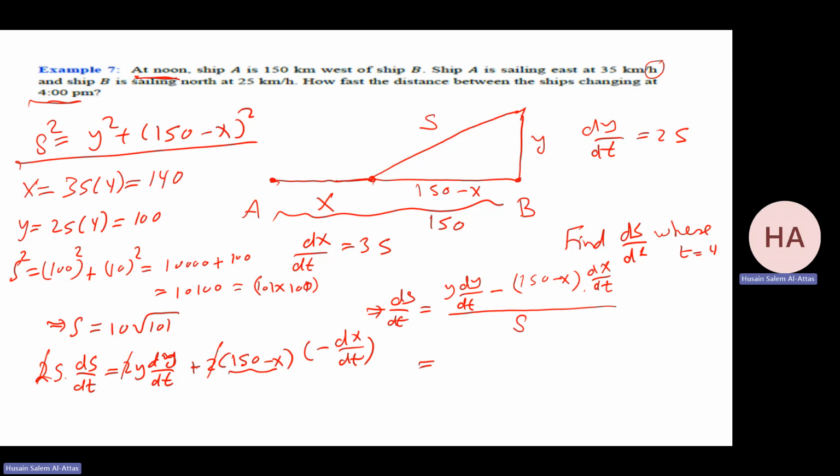Which is equal to what? y is 100. dy by dt is 25. Okay, minus 150 minus x, which is 10. dx by dt, where is it? 35. Over this strange number, 10 square root 101. That will give me what? I can take 10 as a common factor. It will be 250 minus 35 over square root 101, which is 215 over square root 101.